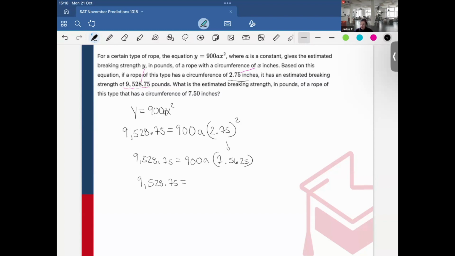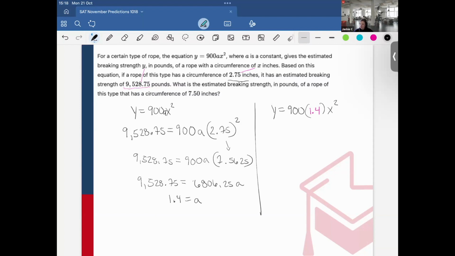Multiplied by 900, this would be 6,806.25a. And then I'm going to divide each side by that. So 9,528.75 divided by 6,806.25, and that actually gives me exactly 1.4 for a. Okay, so now I use this information and plug that in for the a value. So this would be 1.4 now multiplied by x squared.